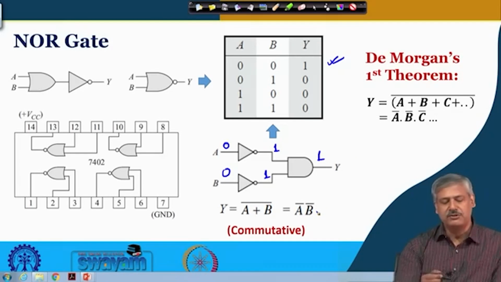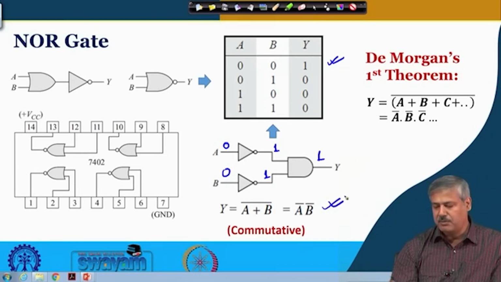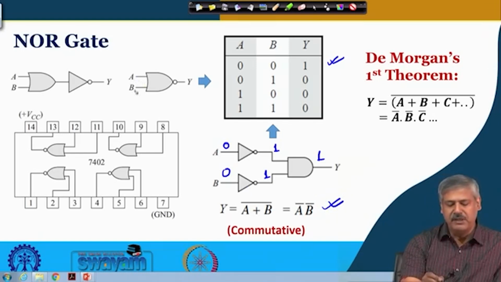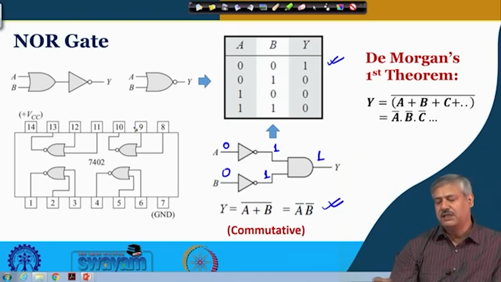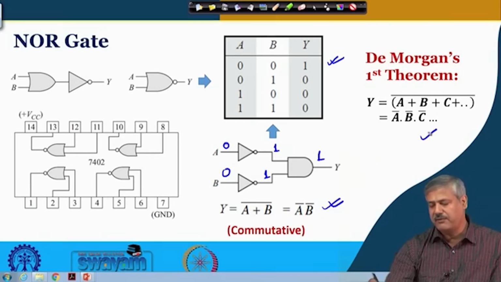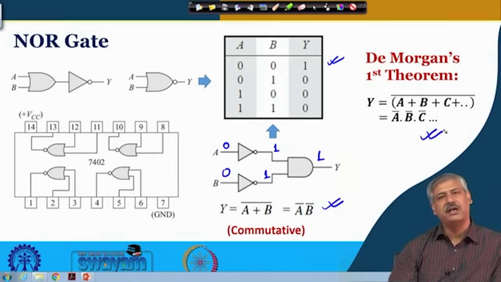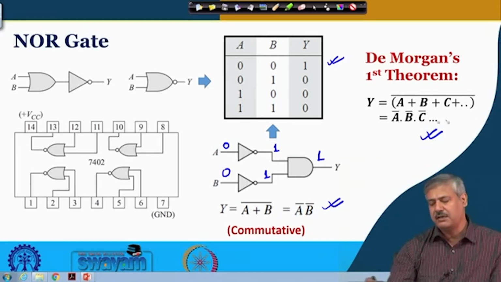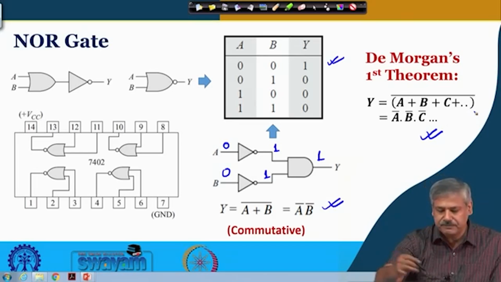And we can see that this is also commutative, the way we have seen, and extending this for more number of variables. So instead of A, B, if you have C, D and so on, then you can extend the same thing the way we had done for the 2 variable case, and we arrive at De Morgan's first theorem, which is represented in this manner. This is clear?